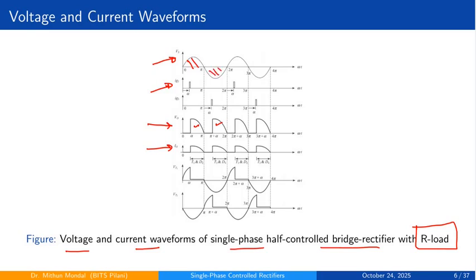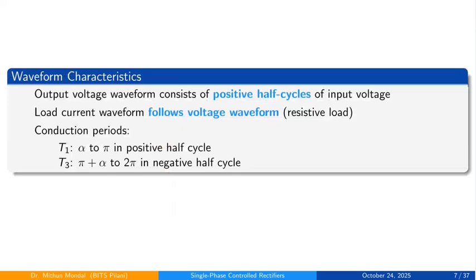This is the full wave, but the conduction takes place only partly for the half controlled bridge rectifier, because we have two diodes in place of two thyristors. These are the voltages of the two thyristors T1 and T2. Let us see the waveform. The output voltage waveform consists of the positive half cycle of the input supply voltage Vs, and the load current waveform will follow the voltage waveform because it is a resistive load.